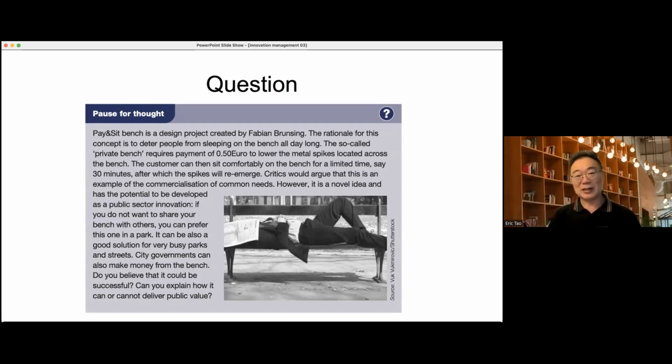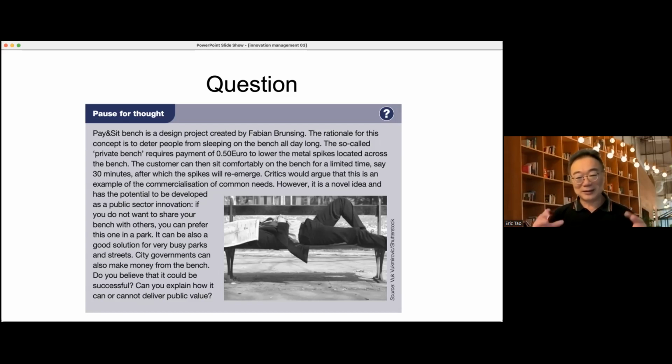In a park, you have limited benches. Some people go there and just sleep on it for a whole day, so other people cannot use the bench. So what do you do? You can make it really uncomfortable so people couldn't sit very long, or you can just remove them. But this, the Fabian Brownstein, this is a company in Britain.